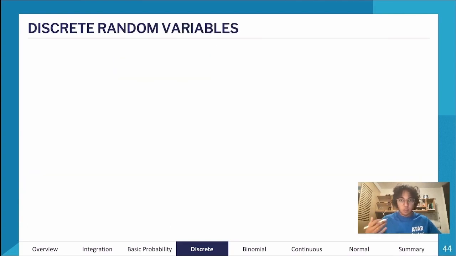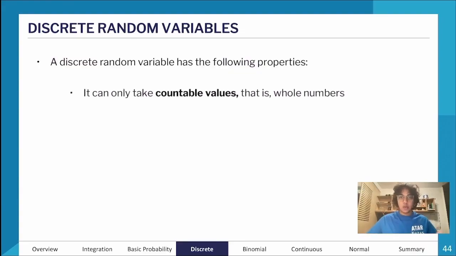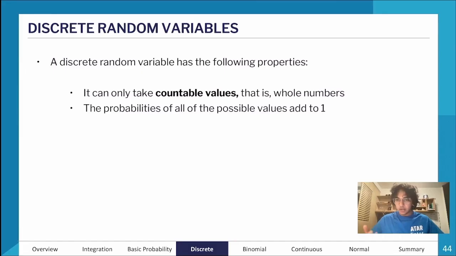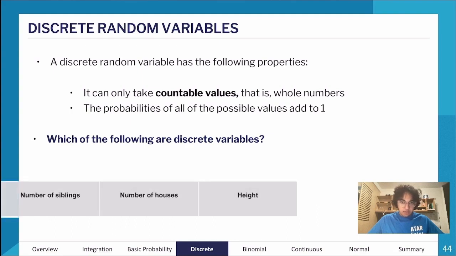All right, what are discrete random variables? Well, discrete random variables have a few key properties. They can only take countable values, or whole numbers, or natural numbers, right? Or integers. Actually, I don't know if the last part came up in the recording. So natural numbers or integers. The probability of all of them needs to sum to 1, right? Just like the basic probability, all probabilities need to add up to 1 in the total event or sample space. So I'll give you guys a couple seconds to have a read of this and maybe choose which of these could be a discrete variable.